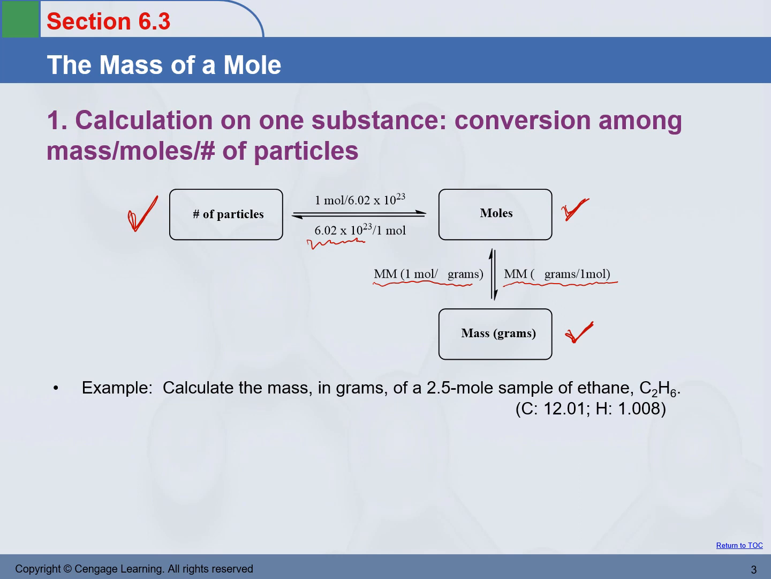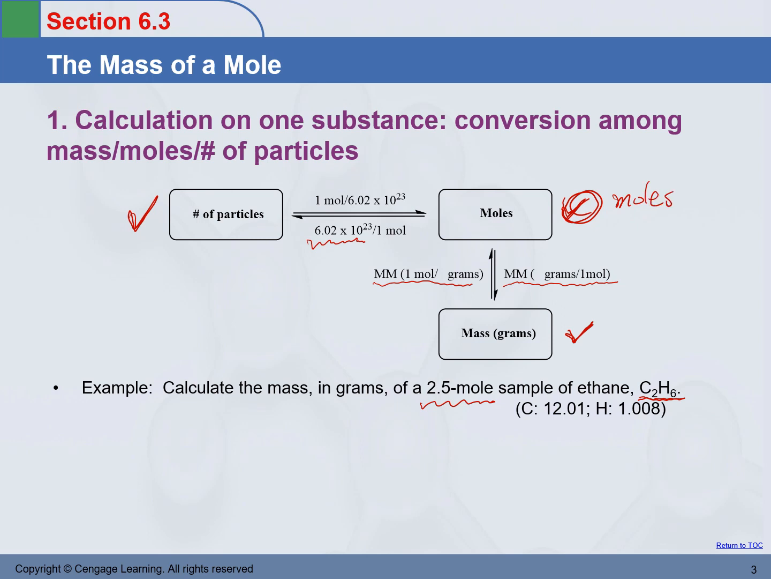Calculate the mass in grams of a 2.5 moles sample of ethene. Ethene, the formula is given. Once we know the formula, we can calculate molar mass. We know that. All right, so let's map this question to the flow chart. First, which information is given? The given information is moles of something. So we know we are here right now. We are in moles. We know moles of something.